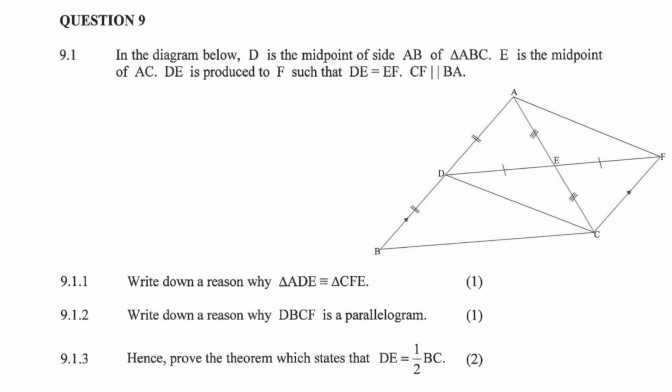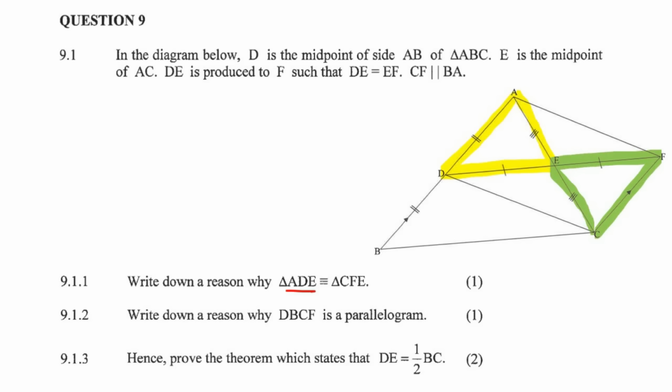Okay, so it says write down a reason why triangle ADE is congruent, that's the 3 lines over there, to triangle CFE. Now, we don't have to go prove it. It's only for 1 mark. We just have to tell them. So it's either going to be like side, side, side, side, angle, side, side angle angle, or RHS. Okay, so those are the 4 congruency things that we've looked at. So it says write down a reason why triangle ADE is congruent to CFE.